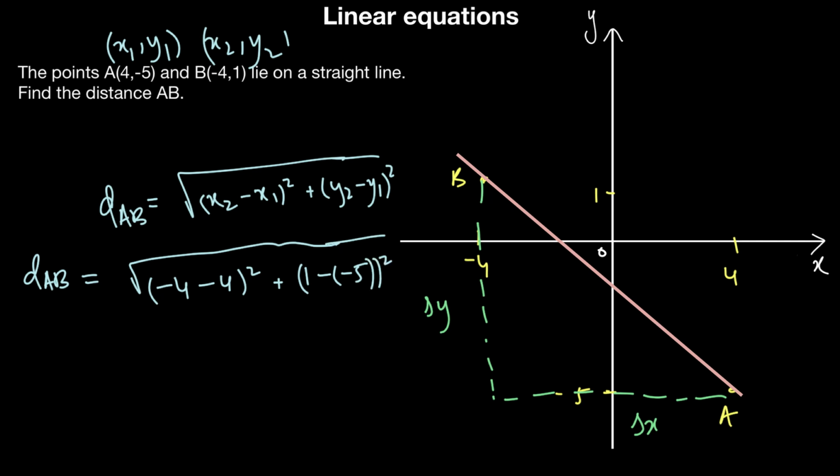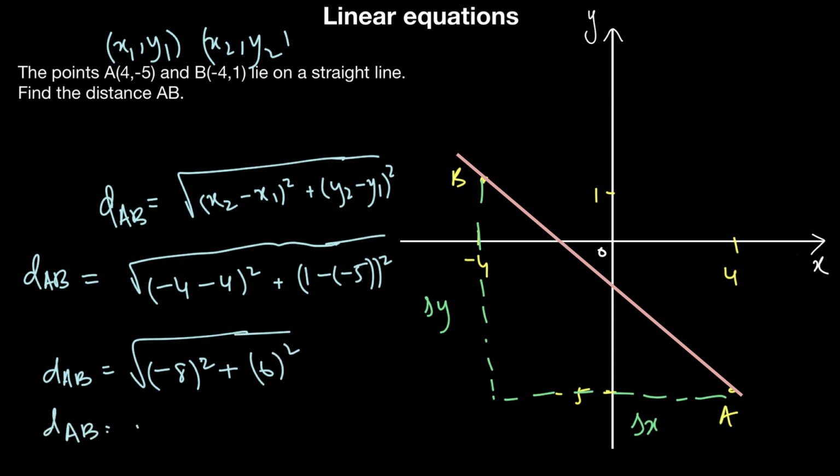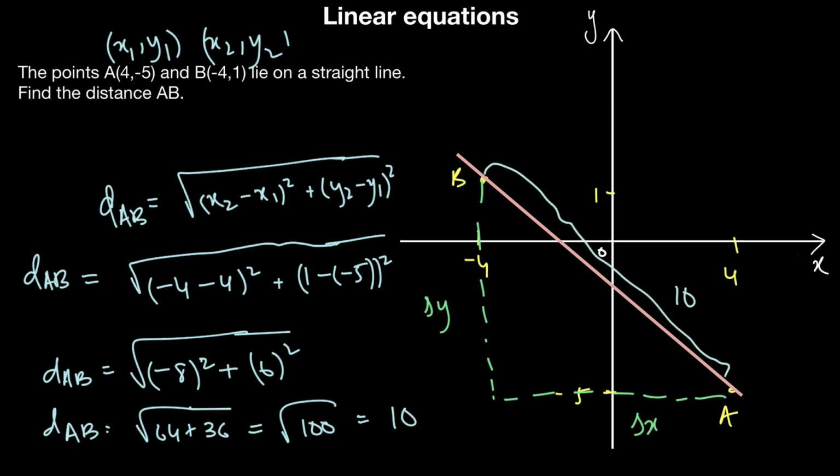So then the distance AB is equal to the square root of minus 8 squared plus 6 squared. And hence the distance AB is equal to the square root of 64 plus 36, which is equal to the square root of 100, which is equal to 10. So this distance AB over here is equal to 10.